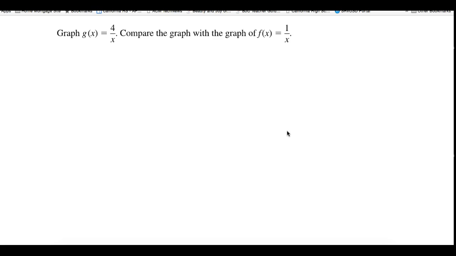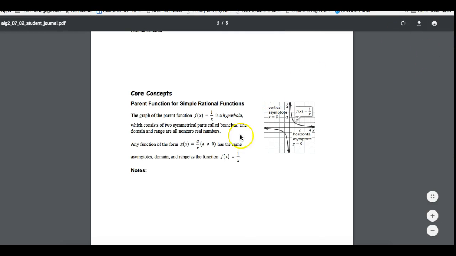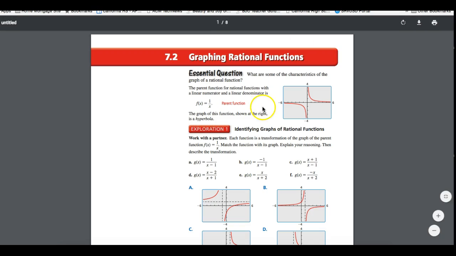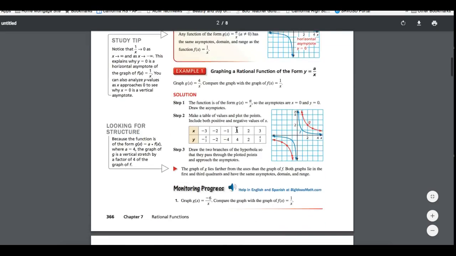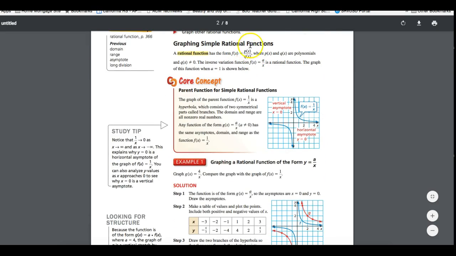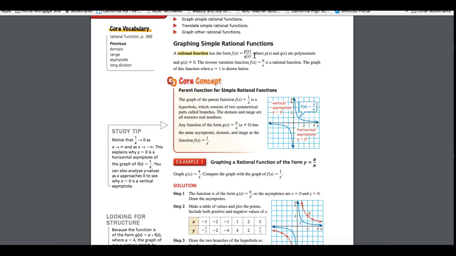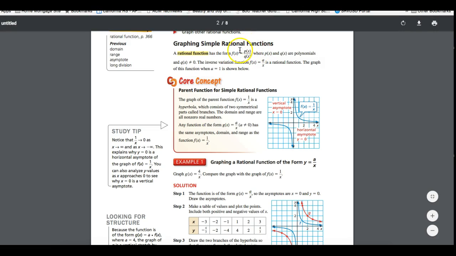Now, a rational function is a function that is in this form. Let me show you. A rational function is a function that is in the form p of x over q of x. This is right from your textbook. So a rational function is just a fraction where both the numerator and the denominator are polynomials. That's the definition of a rational function. It's a fraction in which the numerator and denominator are polynomials.